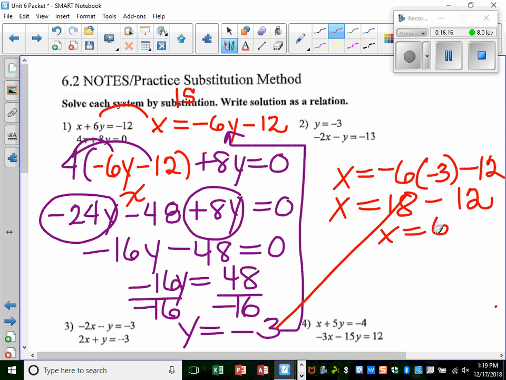What's my last step? Write the final answer as a coordinate. So which number comes first? X. And then your y.